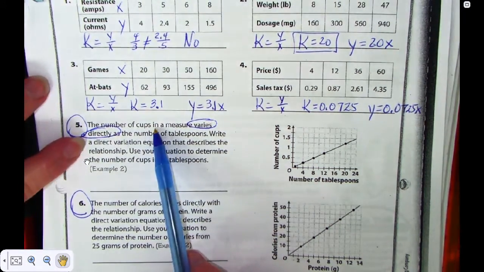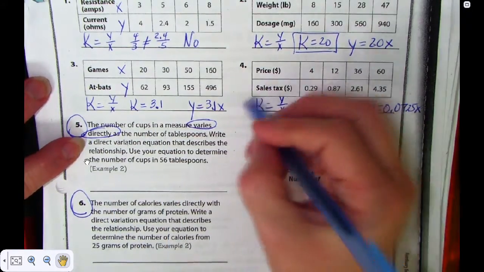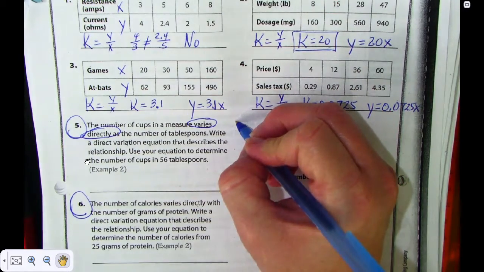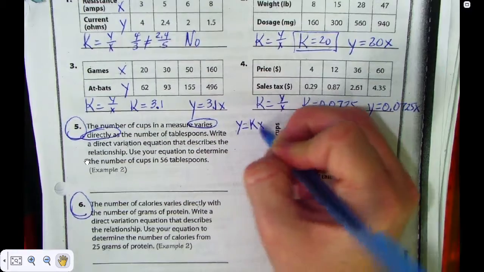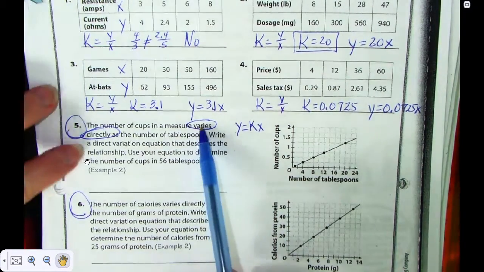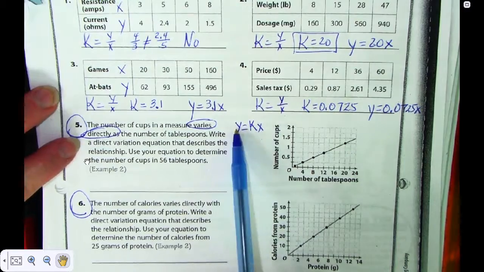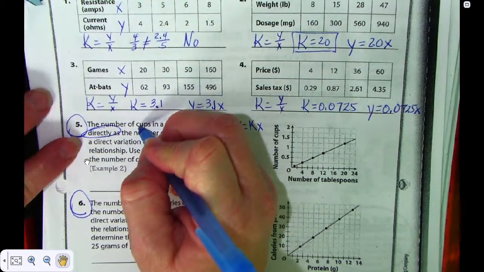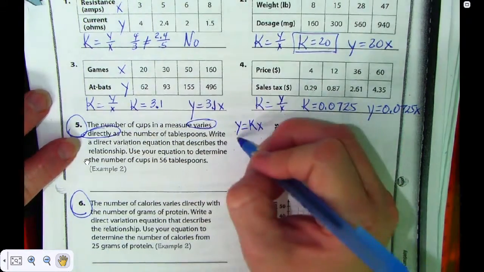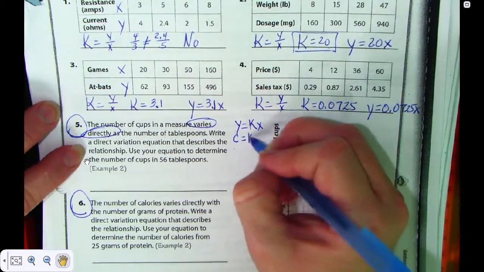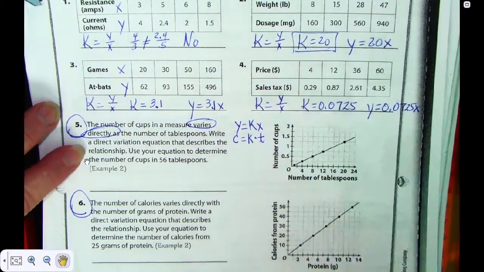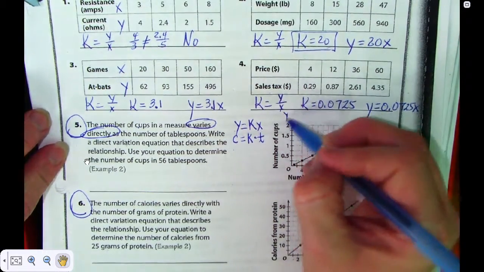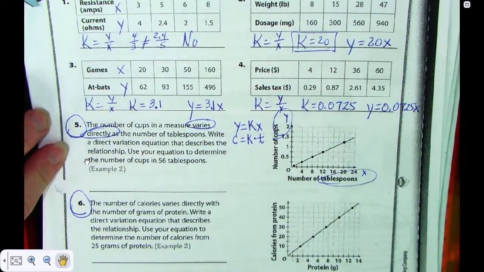Guys, tell him what it means when it says varies directly. It's going to be what? Yes, it's going to be proportional. So if it says varies directly, it's going to mean it can be in that form right there. Look what I'm going to do. The number of cups varies directly with the number of tablespoons. Look, Y is the cups, X is the tablespoon.